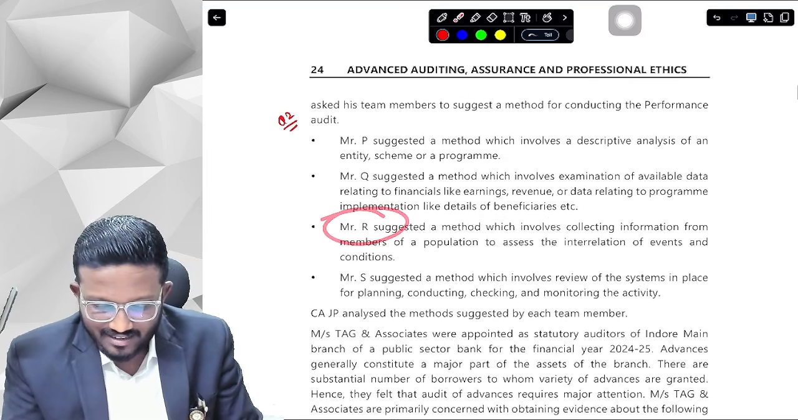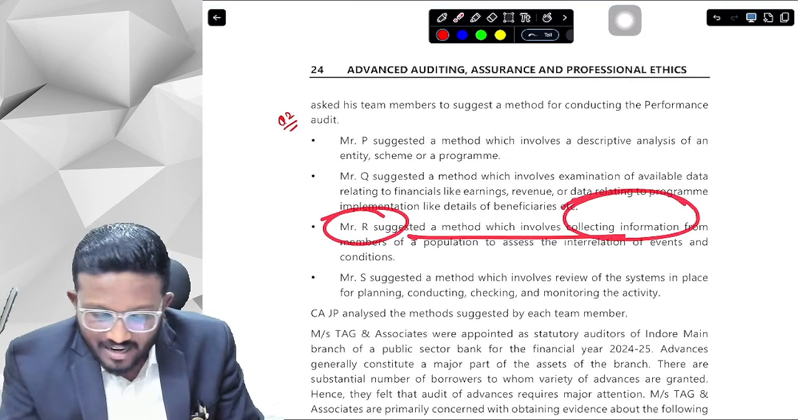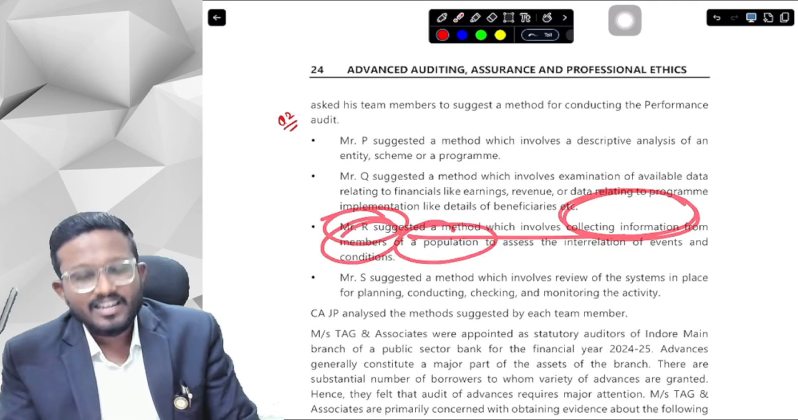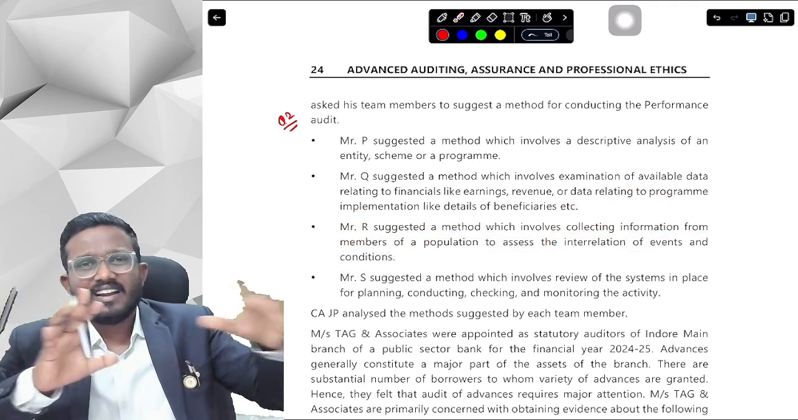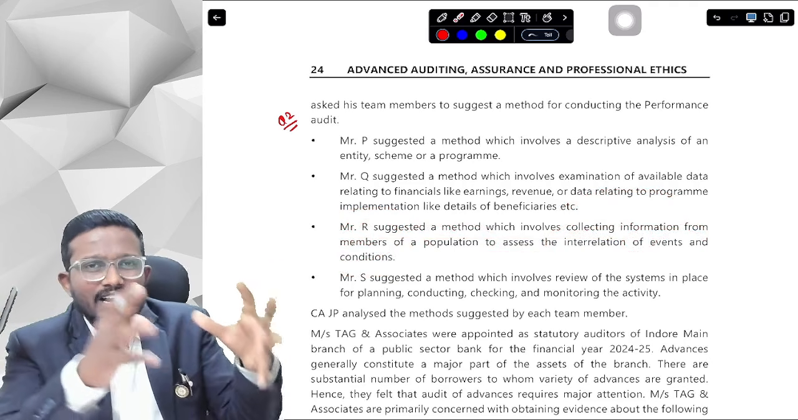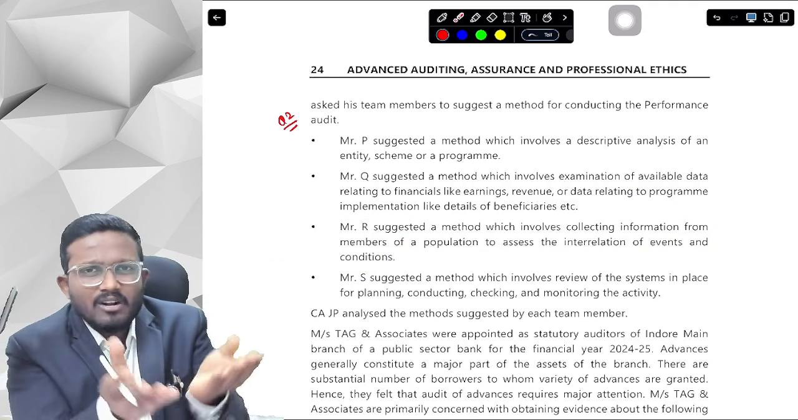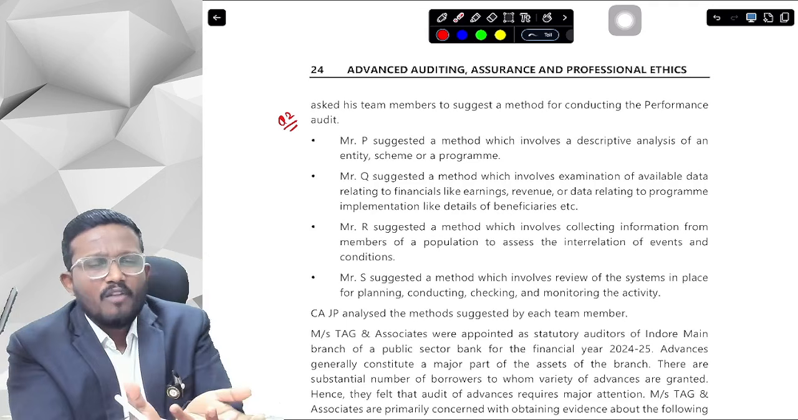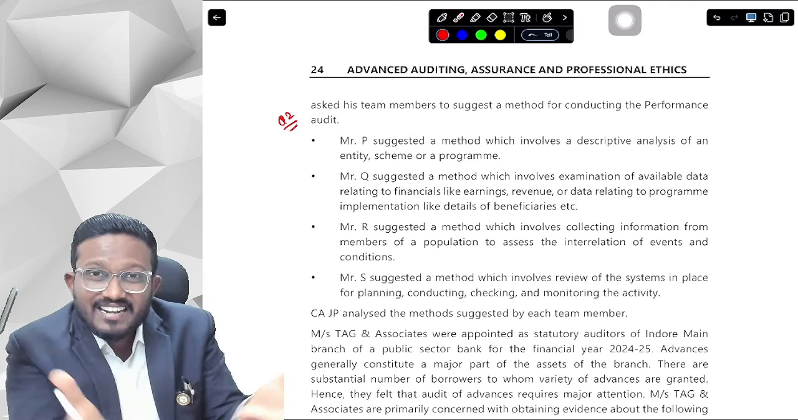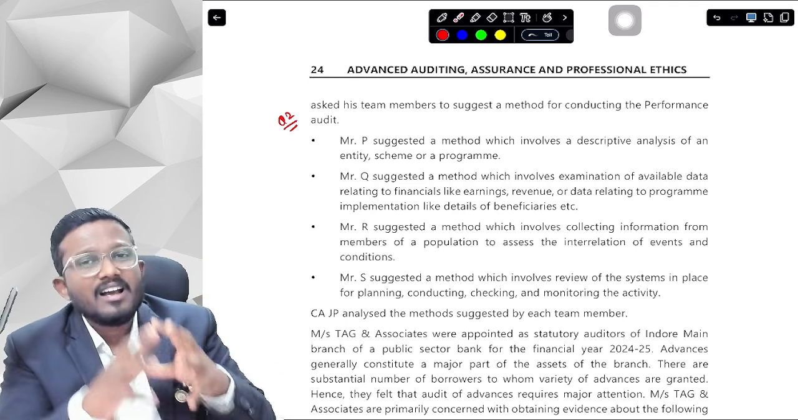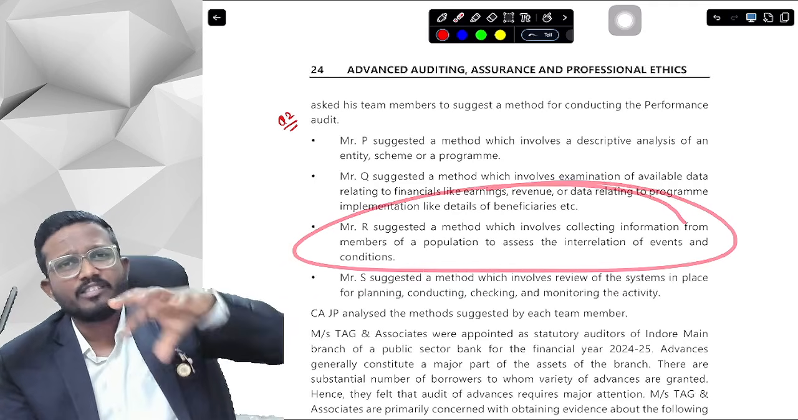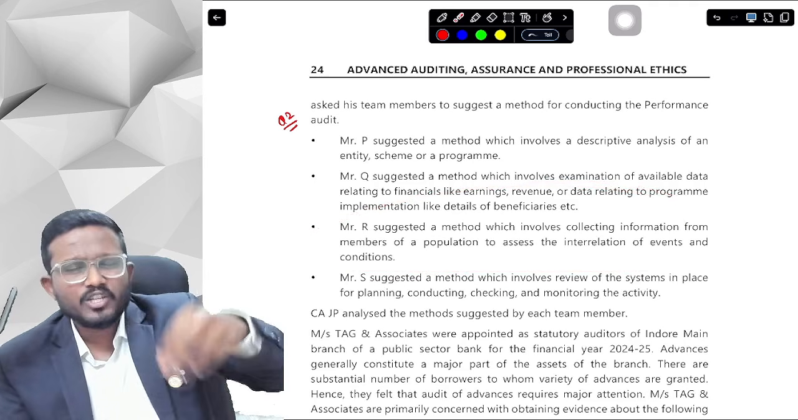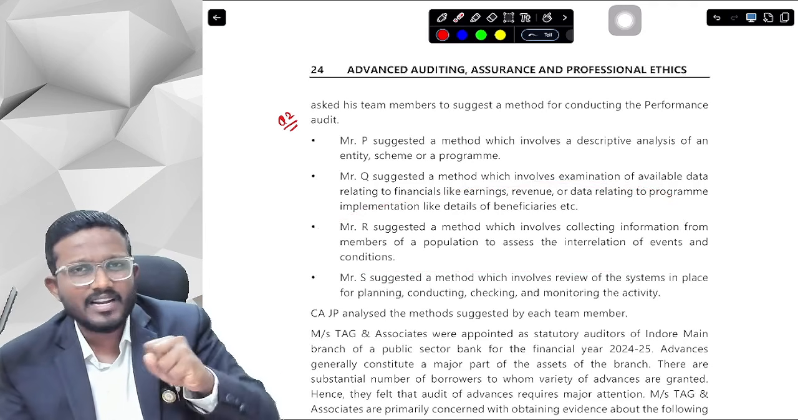Second is Mr. R, who has suggested a method that involves collecting information from members of a population so that we can assess the interrelation of events and conditions. So we can check whether the events and conditions are interrelated, and we can obtain information from members in a particular type of population. So here we can obviously test the entire data that is there in the population. This is fine because it is not given whether the population is very big or very small. So we can assume that the population is small so that we can test the entire data.